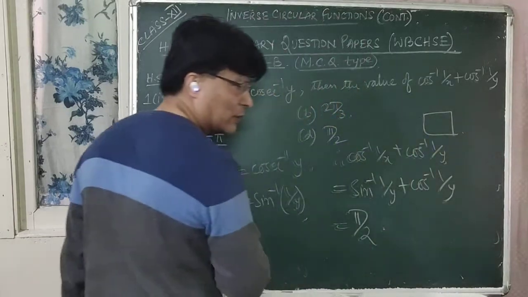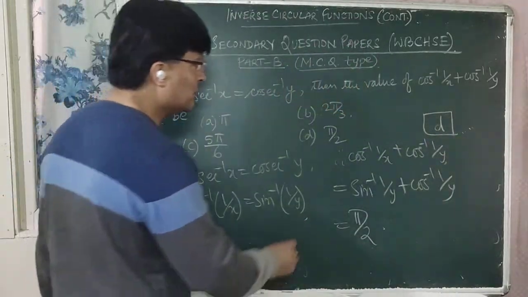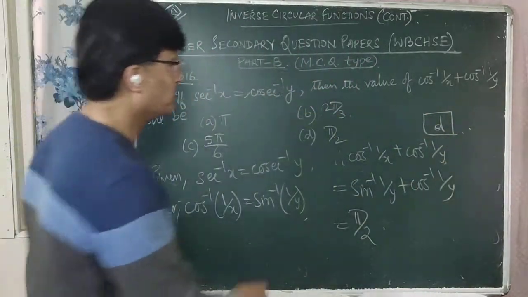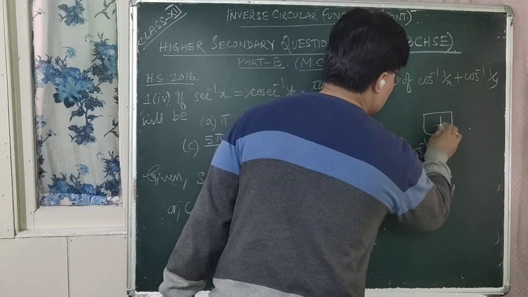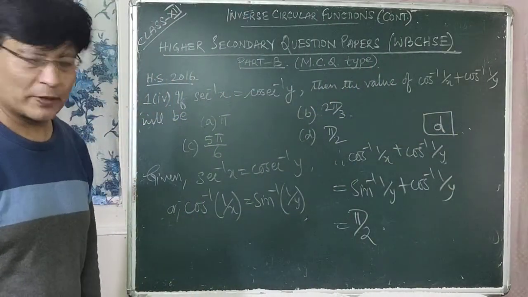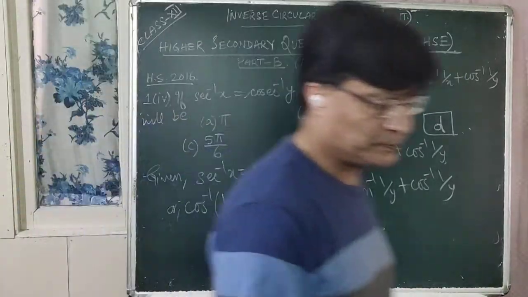Don't write pi by 2 here. You have to write the correct option, that is D. Is that clear? The university value question paper, that is D. This is your D option is correct. That is pi by 2. So let's do the next question now.